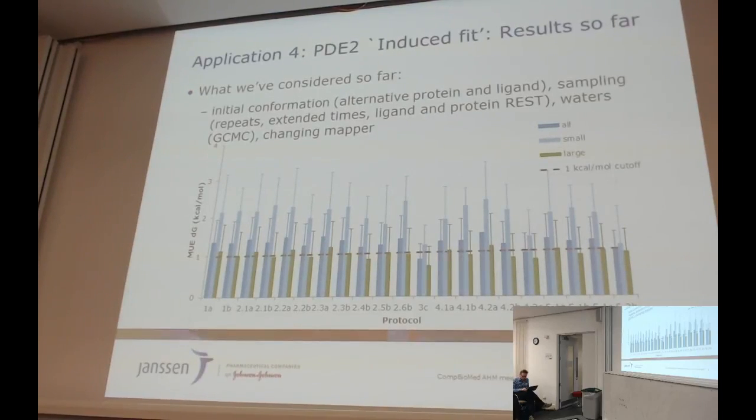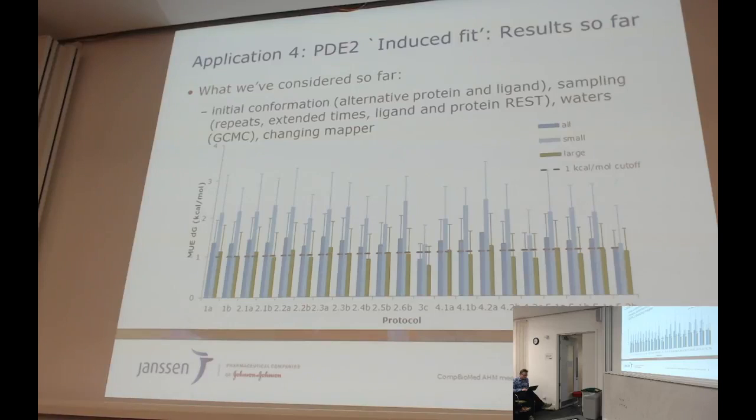We've looked at alternative protein structures. We've got multiple crystal structures where loops move and loops change, so we're running different crystal structures. We've got slightly different conformations of the rotation of the ligand. We're doing sampling, of course. We're doing repeats. We're doing extended times to see if that makes a difference.